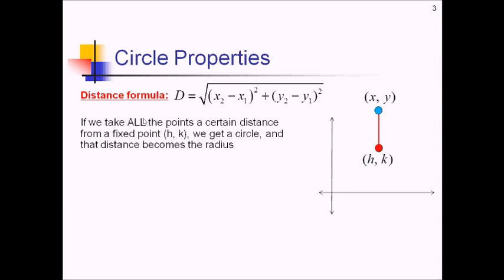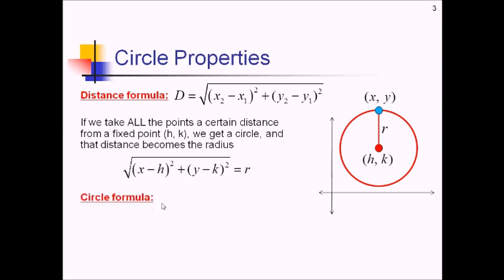If we take all the points a certain distance from a fixed point, h, k, we get, look at that, a circle. And the distance between those 2 points becomes the radius. So we could rewrite this distance formula as square root of x minus h squared plus y minus k squared, and that all equals the radius here.